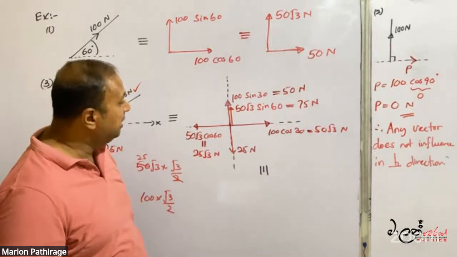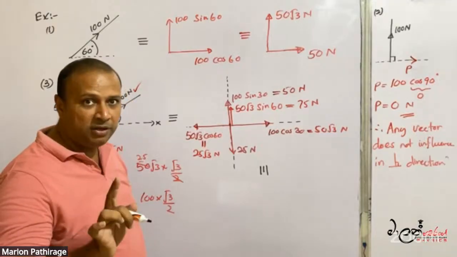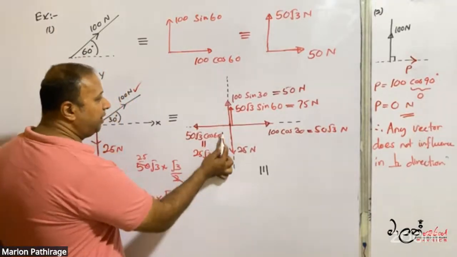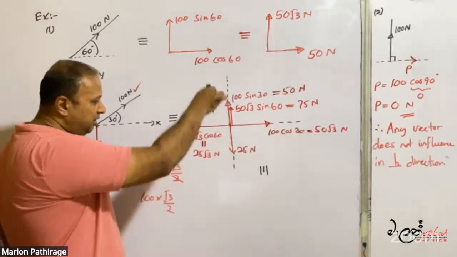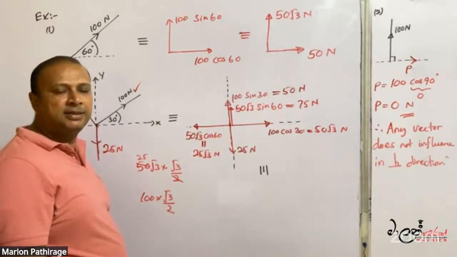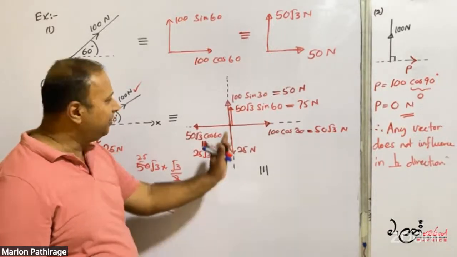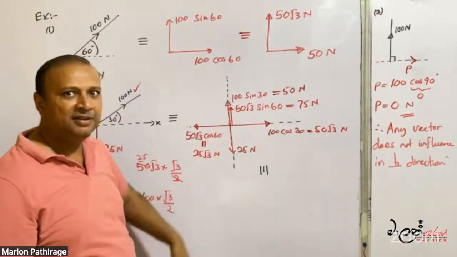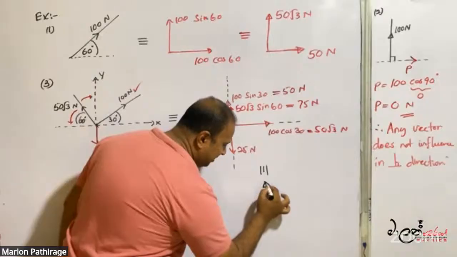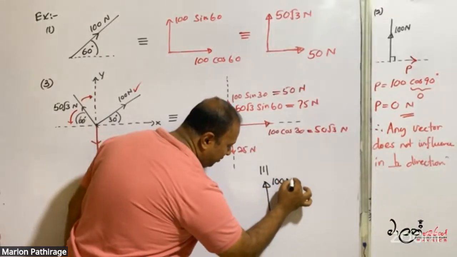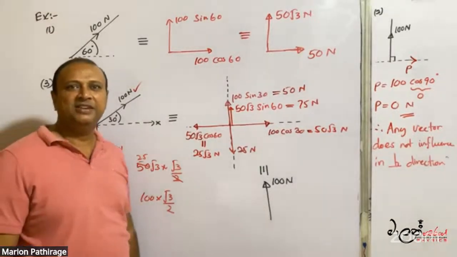That means together 125 in the upward direction, and in the downward direction, that is 25. Upward direction 125, downward direction 25. That means in the upward direction there are 100 Newton force. Is that clear? If it is clear, please raise the hand.